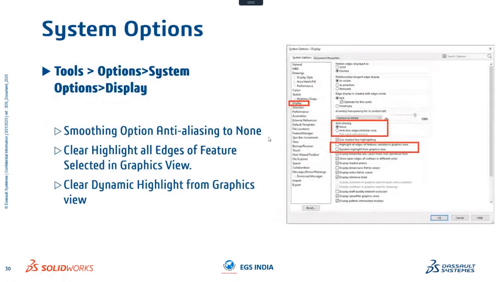Here on your system options, Tools, Options, System Options, on Display, there is an anti-aliasing option. If you choose anti-aliasing edges and sketches only, it will take more time to load on your screen. So you can just select the None option. And then also you can clear the highlight all edges features selected in the graphics view. And then also you can clear dynamic highlight edges for the graphical view. By doing this, we can load the graphics faster.